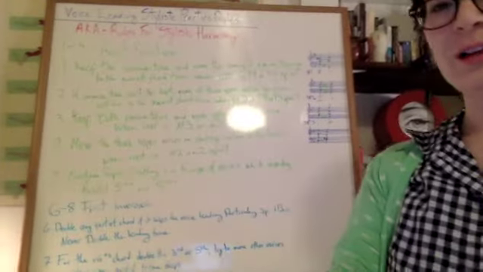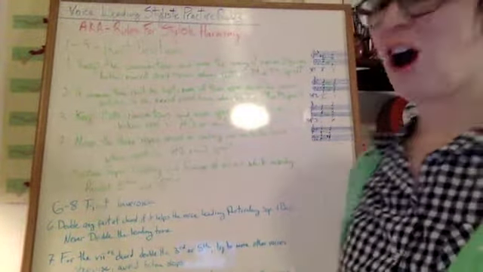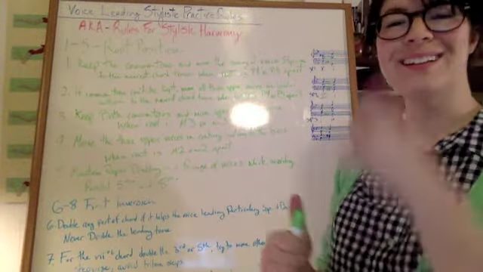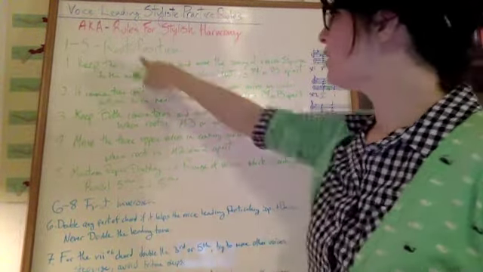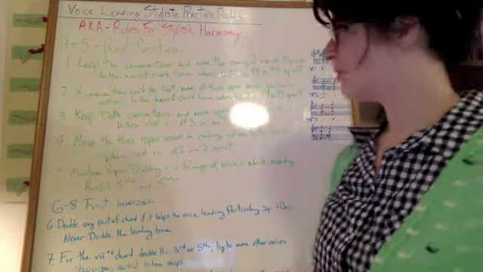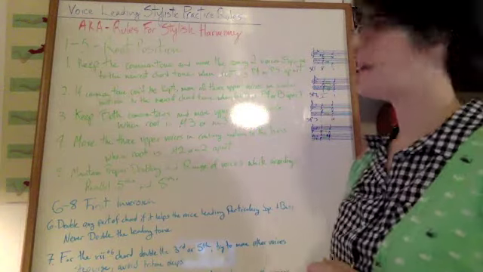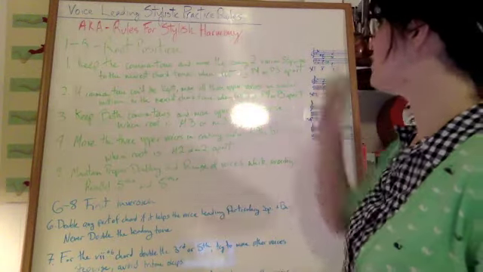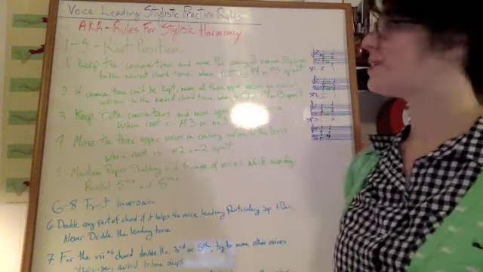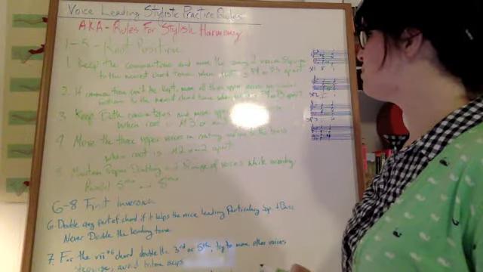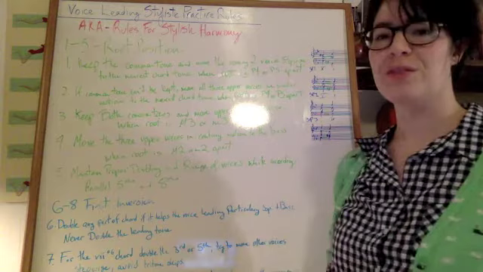I laid them all out on the board in an awkward fashion, but wanted to get them all on. So, root position rules. The first one is: keep the common tone and move the remaining two voices stepwise to the nearest chord tone when the roots are a perfect fourth or perfect fifth apart.